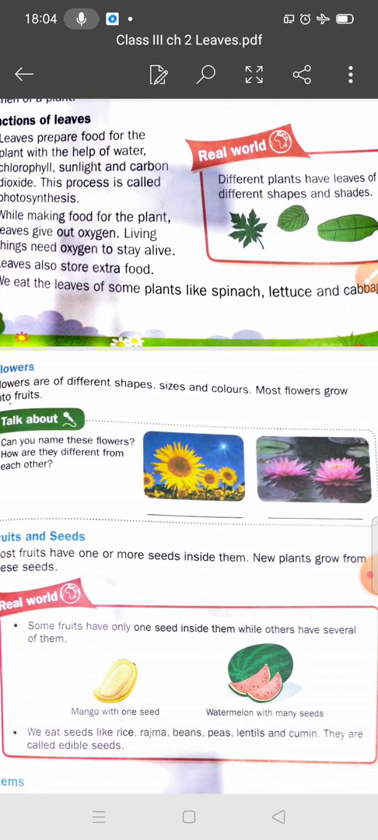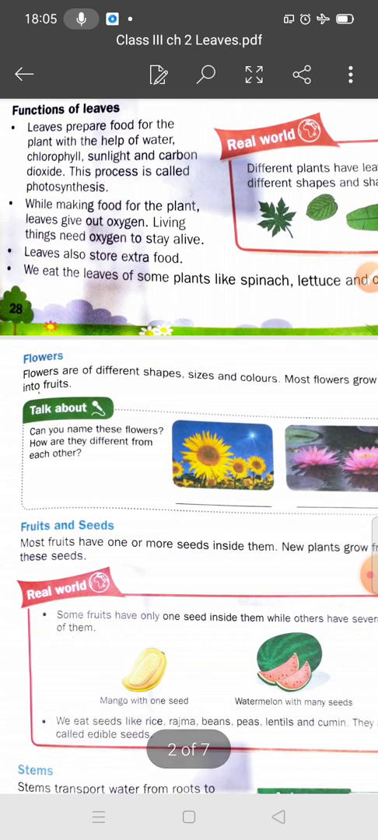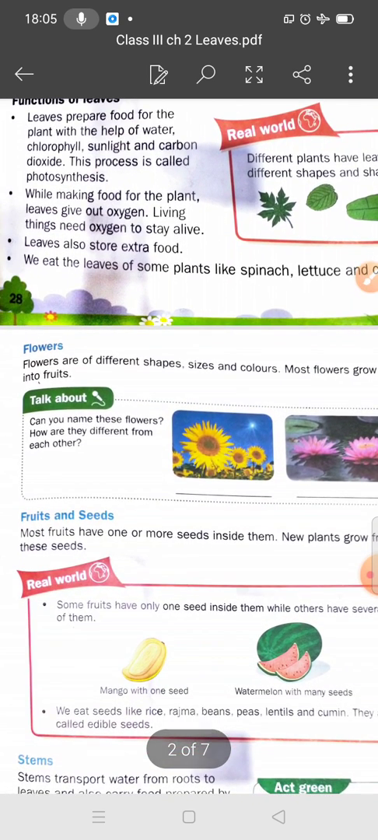Understand? Now student, the next topic is flowers. You can see, what is the function of flowers? Yes student, a flower makes the plant beautiful, and it also helps in producing seeds. And you can see there are different shapes, sizes and colors of flowers, and most flowers grow into fruits.